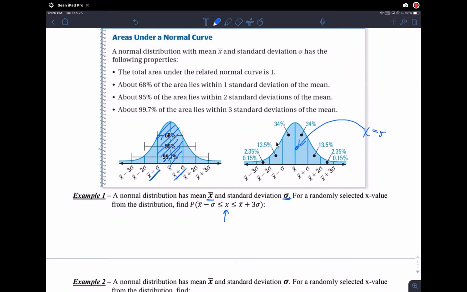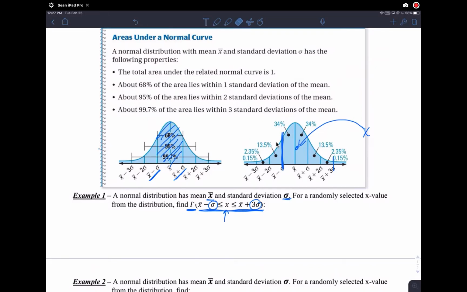This is saying, whatever that x value is without knowing its exact value, what is the probability? This p means probability that the number is between one standard deviation below the mean and 3 standard deviations above the mean. So 1 standard deviation below the mean is here, and 3 standard deviations above the mean is here.